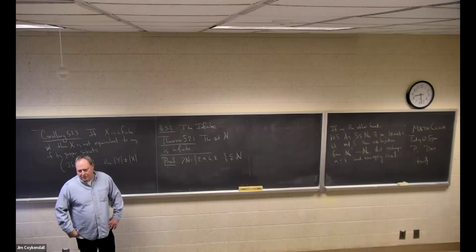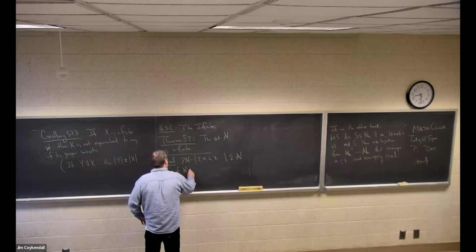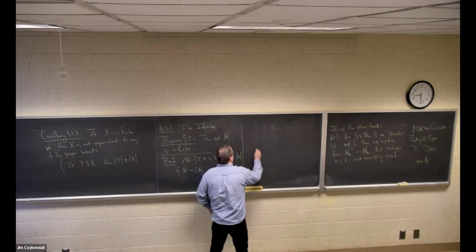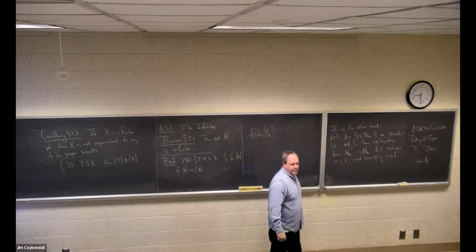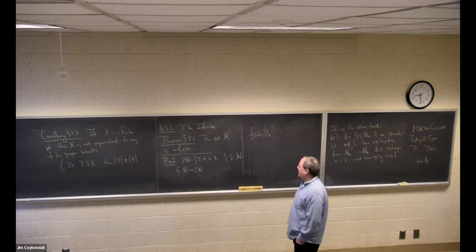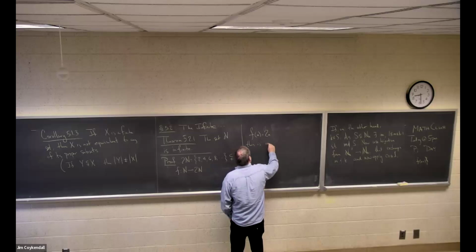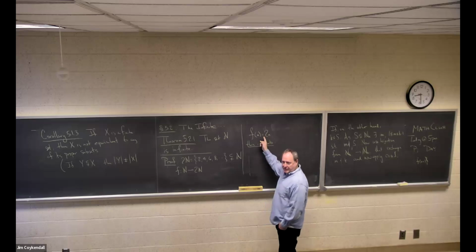It's the even numbers. Right? Everybody agree this is a proper subset of the natural numbers, because after all, there are no odds there. Consider f from N to N given by f of n equals 2n. Everybody agree this is onto?